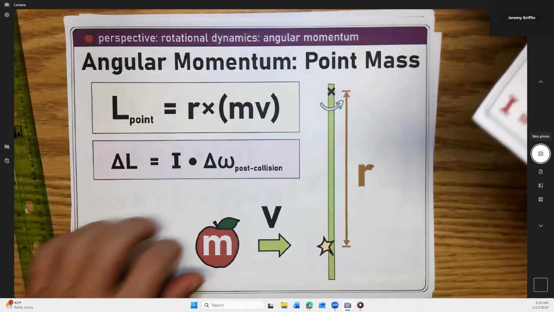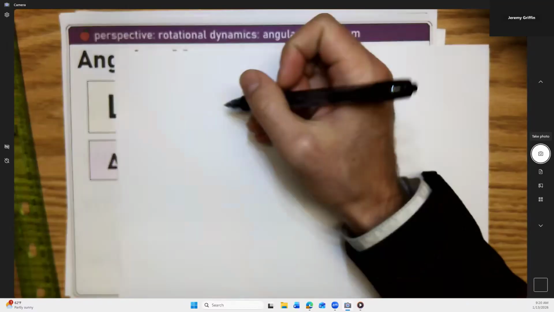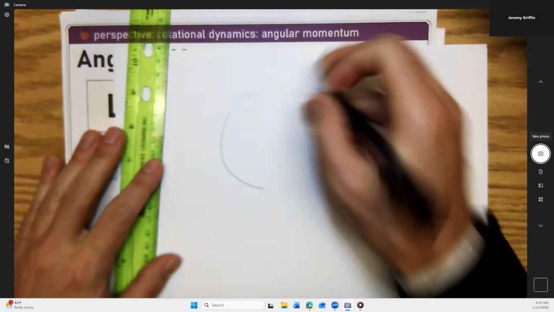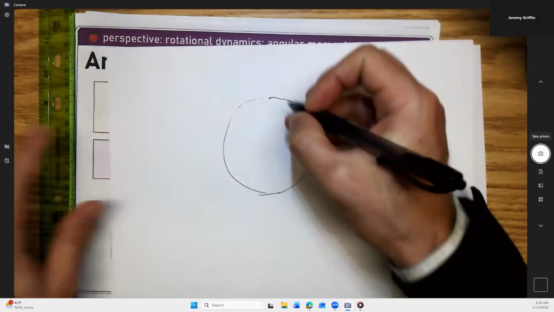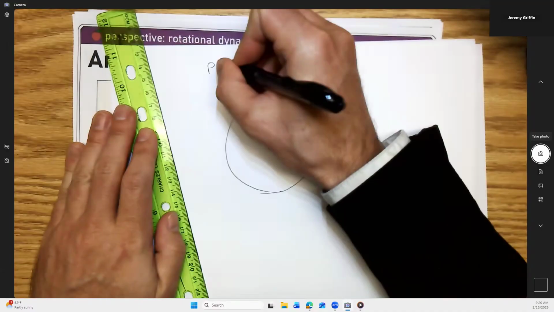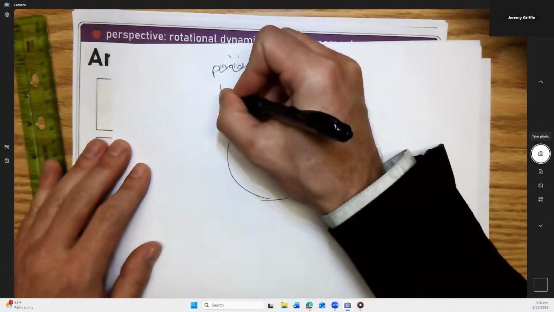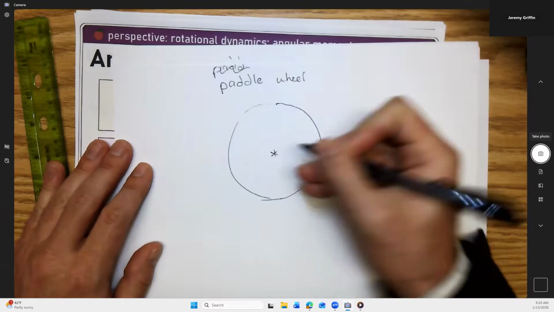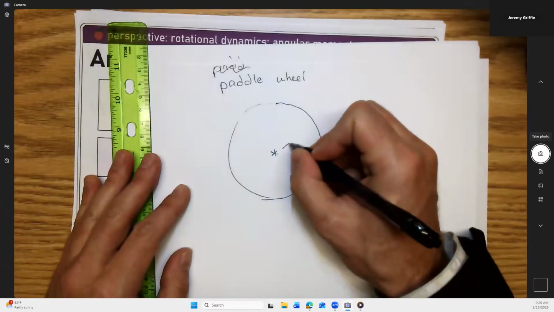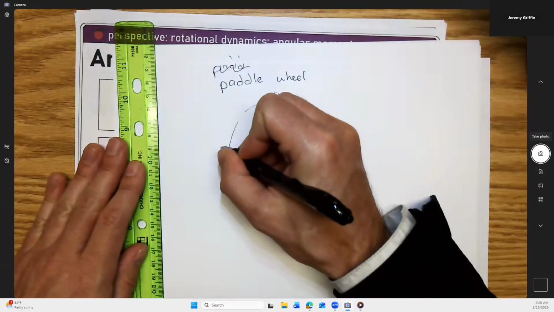Let's do a couple of puzzles related to this. Let me turn the stick right here into a paddle wheel. Paddle wheel. It's going to rotate about its center, so there's the center axis, the axle, I'll call it. It's got these little paddle arms right here.